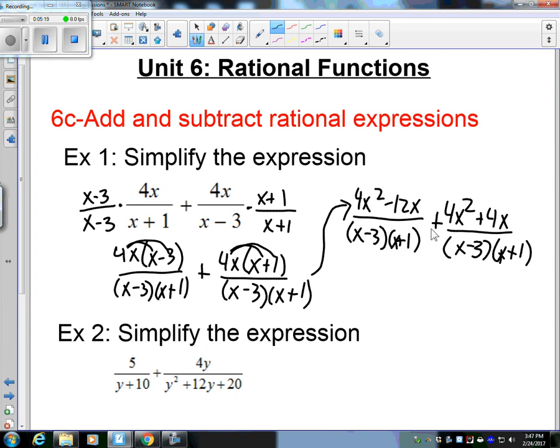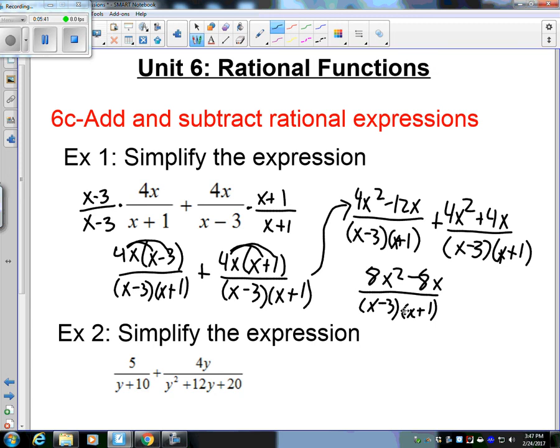So now we have like denominators, we have our numerators distributed out. Let's combine like terms. So we have 4x squared plus 4x squared is 8x squared. Minus 12x plus 4x is a negative 8x. And that's going to be over x minus 3, x plus 1.